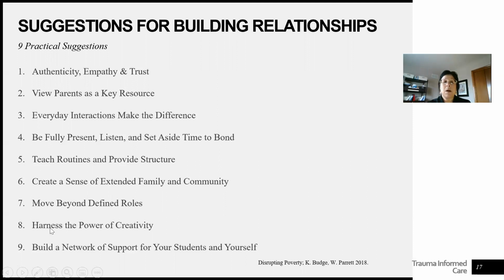A lot of times on number 8, we talked about how some of the students that experience poverty or trauma are not recognized at school. So find the ways that they are creative, the things that they're good at. They can be leaders as well as other students in your classroom. So look for ways that they can contribute, and they do contribute. And then number 9 is build a support for your students and yourself. That is a very important one.